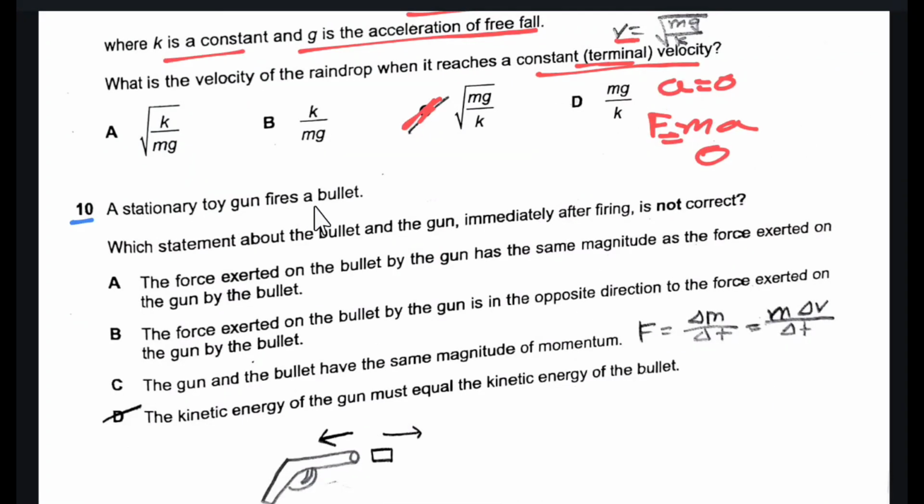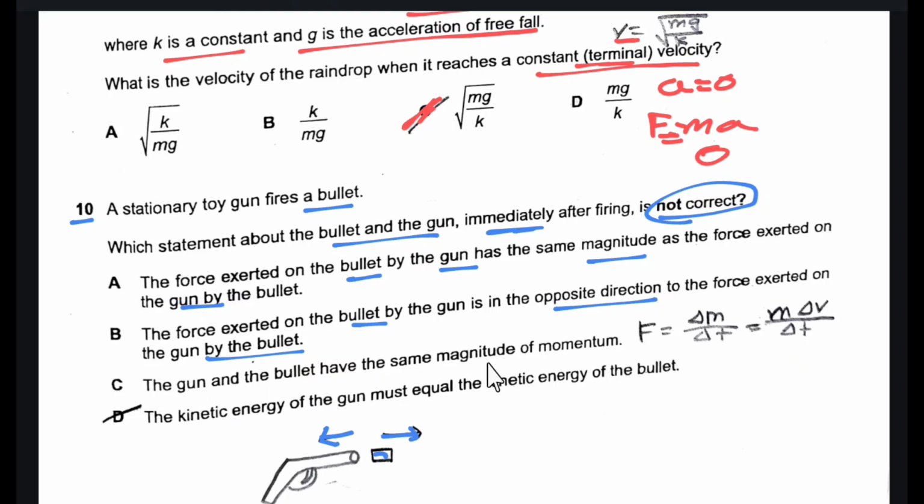10. A stationary toy gun fires a bullet. Which statement about the bullet and the gun immediately after firing is not correct? So we have to pick the statement that is wrong. The force exerted on the bullet by the gun has the same magnitude as the force exerted on the gun by the bullet. This is Newton's third law, so this statement is correct as both objects exert equal forces on each other. Then the force exerted on the bullet by the gun is in the opposite direction to the force exerted on the gun by the bullet. Yes, by Newton's third law, forces are equal in magnitude but act in opposite directions. So this statement is also correct, but we have to pick the wrong statement.